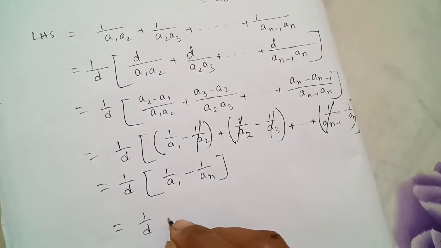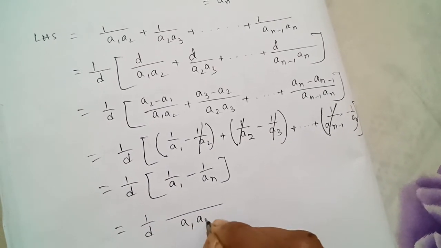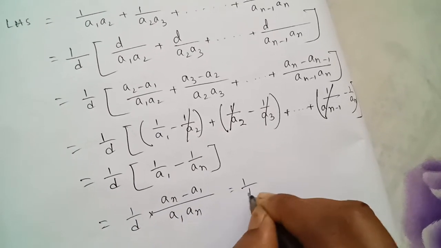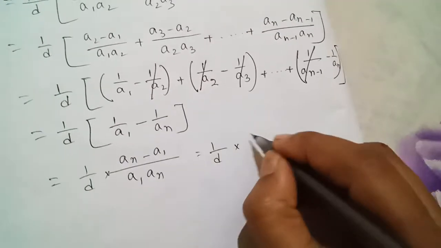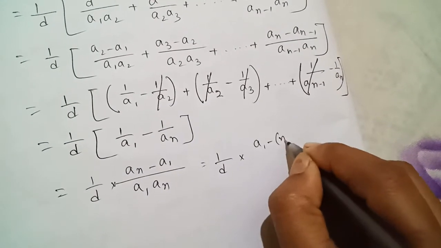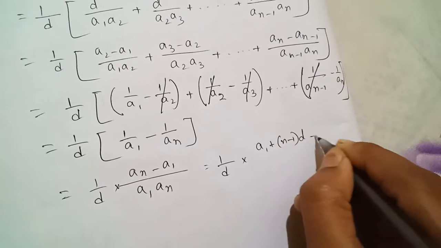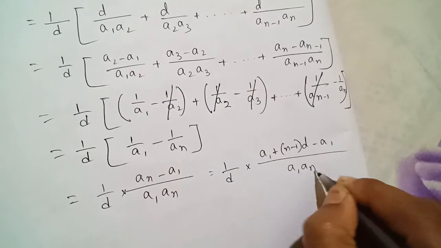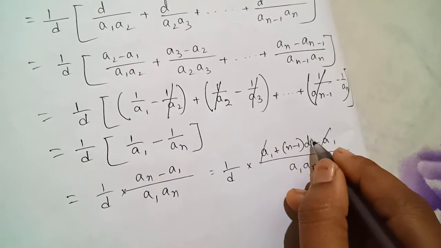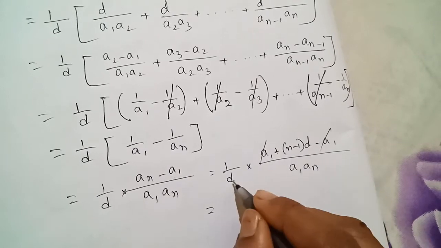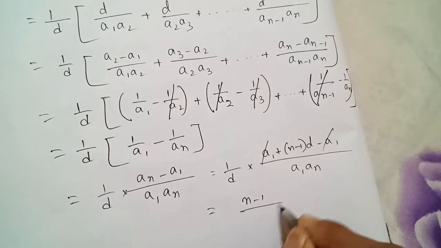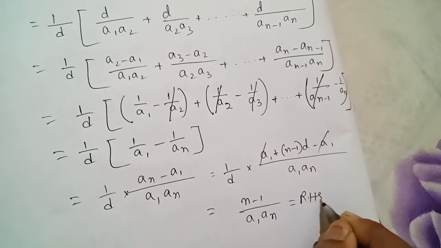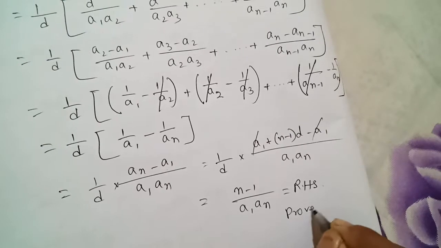Now if we do normal subtraction, then we will get an minus a1 divided by a1 an. It's 1 by d. an can be written as a1 plus n minus 1 into d, minus a1 for this, divided by a1 into an. a1 will be cancelled out. This d and d also will be cancelled out. We will be left with n minus 1 divided by a1 an. And this is only the right hand side. Okay, so this is proved.